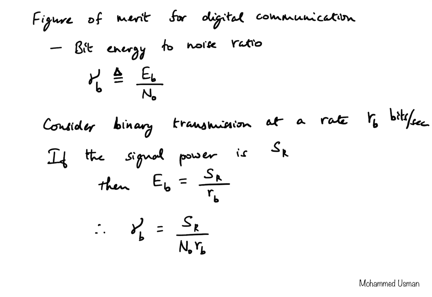So we have this relationship between the figure of merit for the digital communication system and the signal to noise ratio SR by N naught.